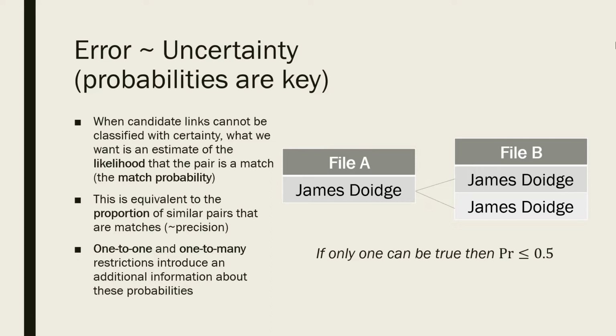And when we're working in linkage applications that have one-to-one or one-to-many restrictions, so this is where only one link could possibly be true for the records in one or both files, then these restrictions introduce additional limitations on match probabilities.